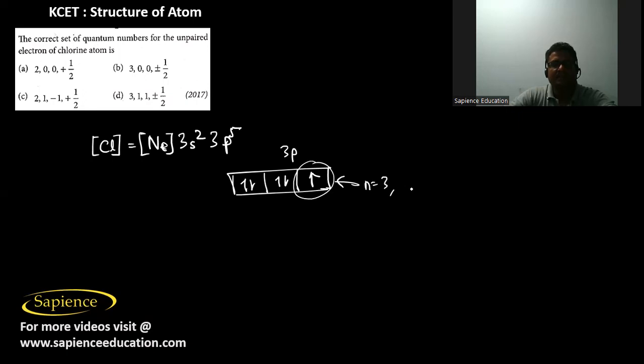And L is obviously 1, since for the p subshell L is 1. And ML can be minus 1, 0 and plus 1. And MS, that is the spin quantum number, can be plus or minus half. So option D is the correct answer.